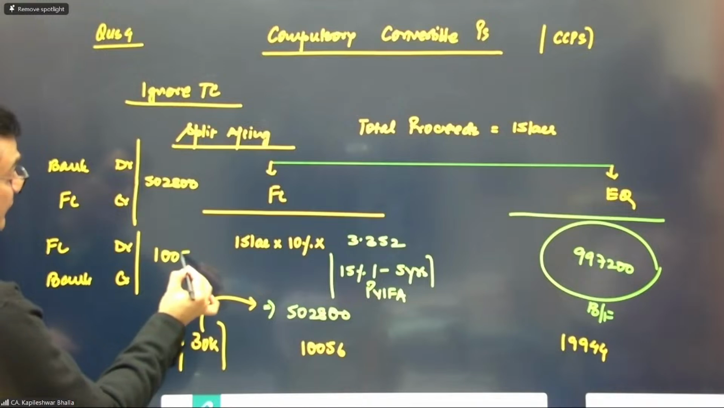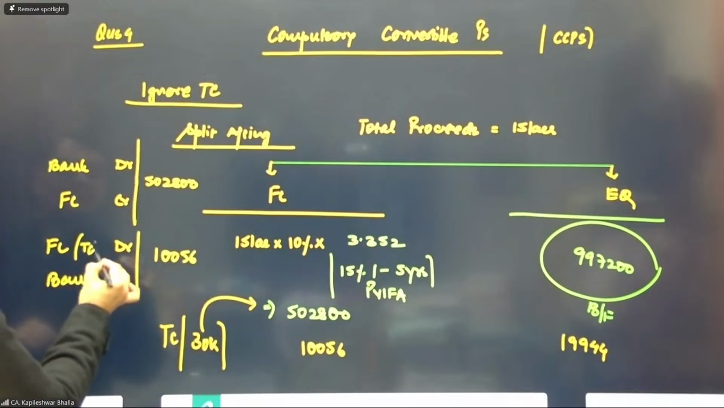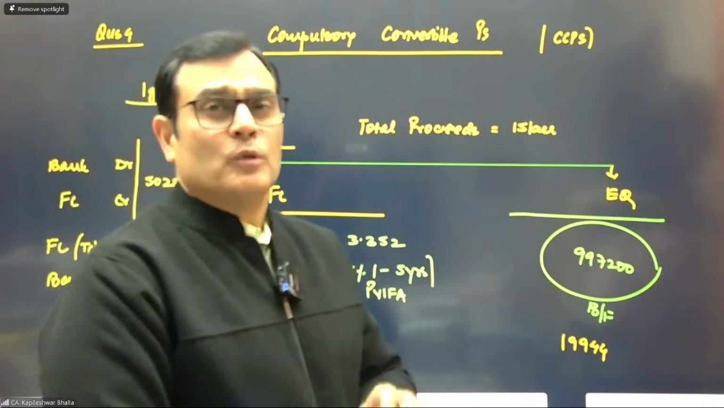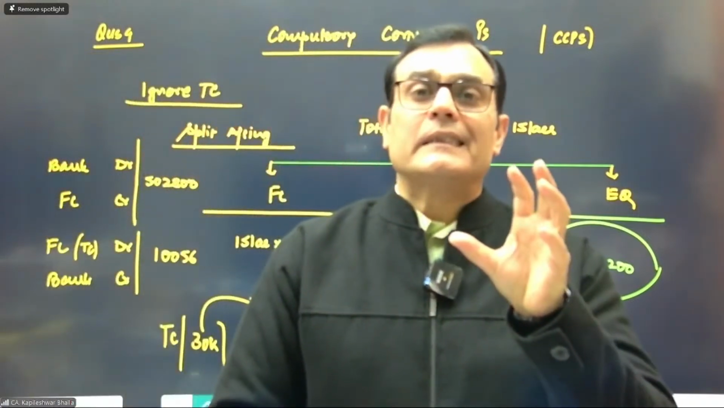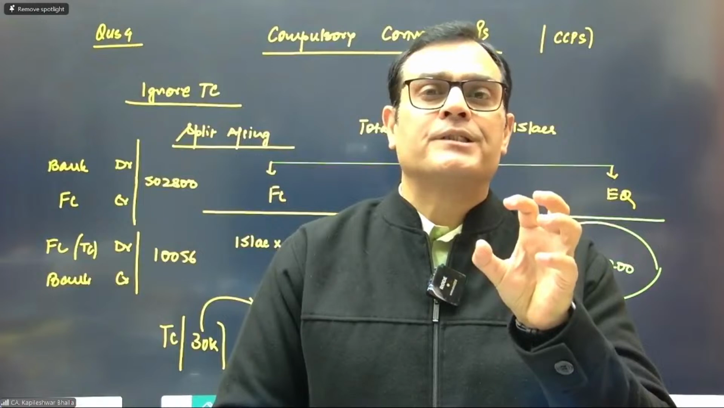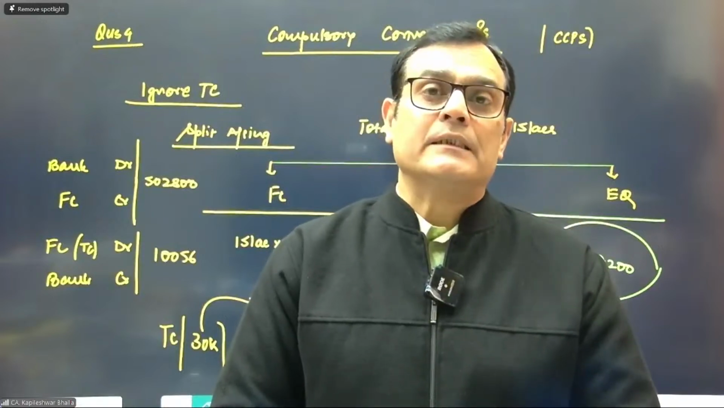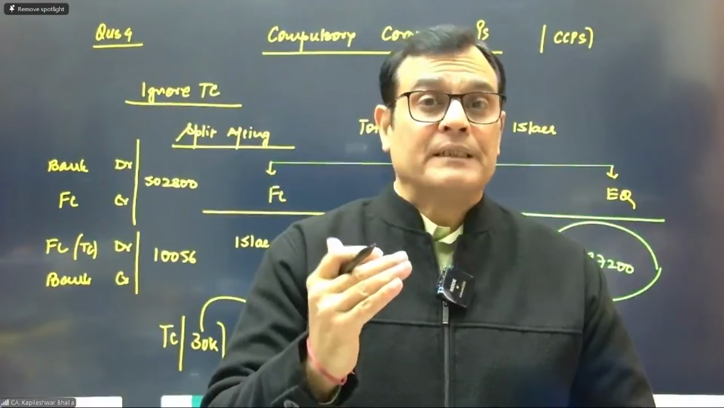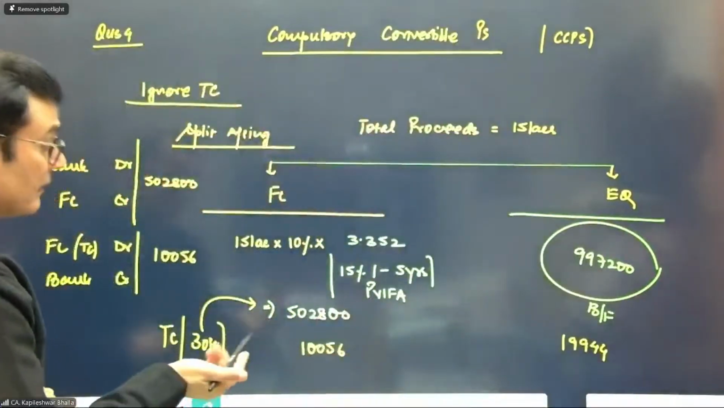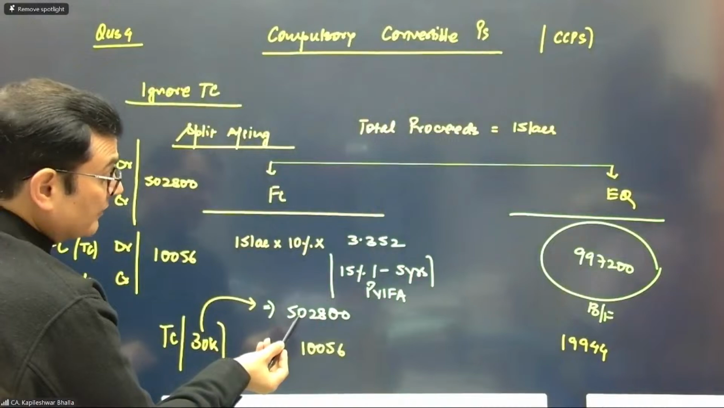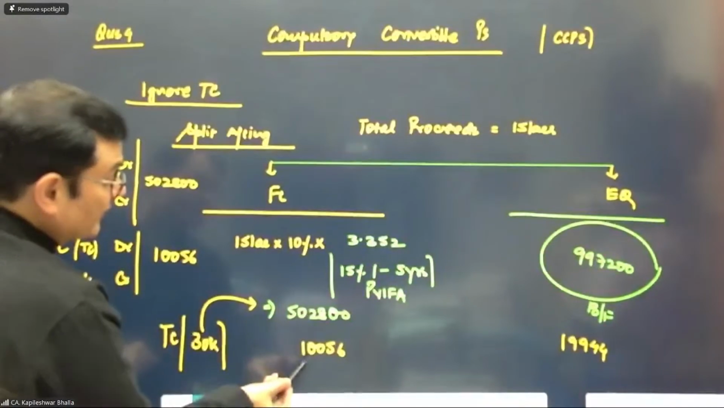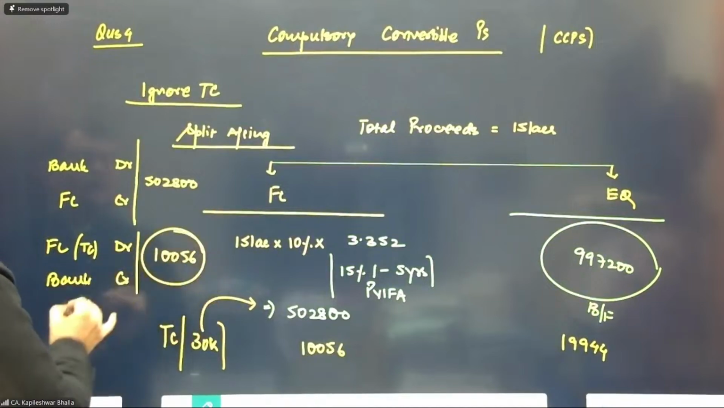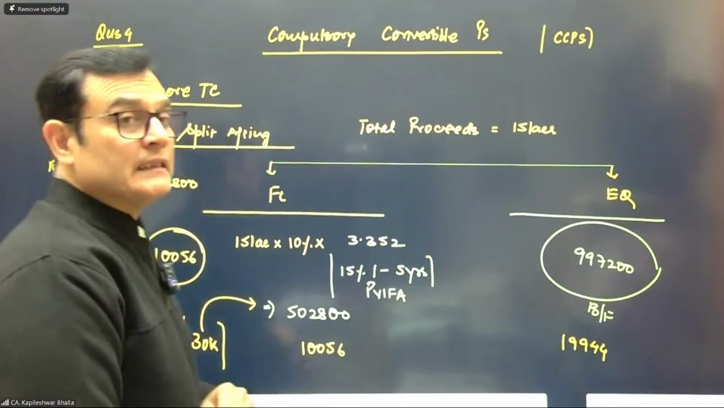So 10,056, the transaction cost in this case, is going to be debited to the financial liability. What we're going to do is convert this TC and take the net proceeds. Whatever transaction cost is incurred, it will be considered as money incurred to raise the money. So effectively, did the company raise 502,800? No. I would say the company has raised the amount which is the difference between the two. So this amount is going to be debited to the financial liability.